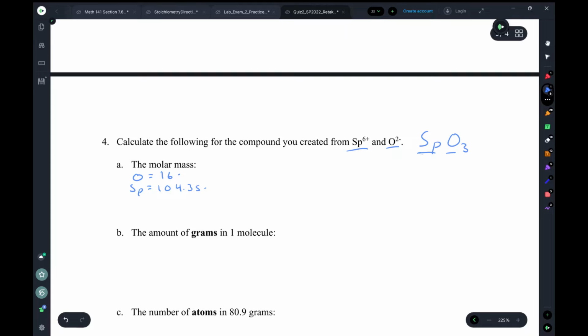Now we need to multiply the atomic weight of each element by the amount of the element that's within the compound. As such, we have 3 oxygen and just 1 sparklium. Thus, our oxygen is going to be multiplied by 3 and our sparklium is going to be multiplied by just 1. We'll add the products of both together, which will give us a molar mass of 152.35.